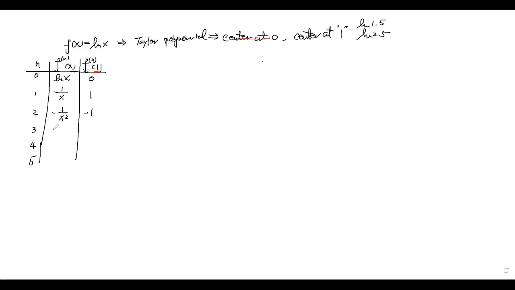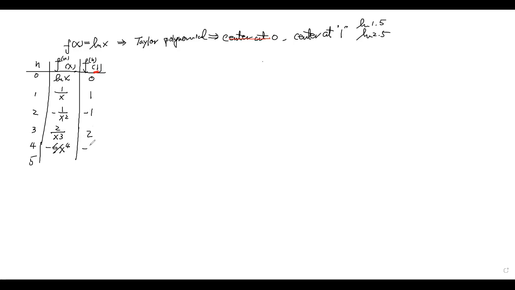Then the next one will be 2 over x cubed. You substitute the 1 in, so this will be 2. Then this one will be negative 6 over x to the 4th. When you substitute that 1 in, what are you going to get?